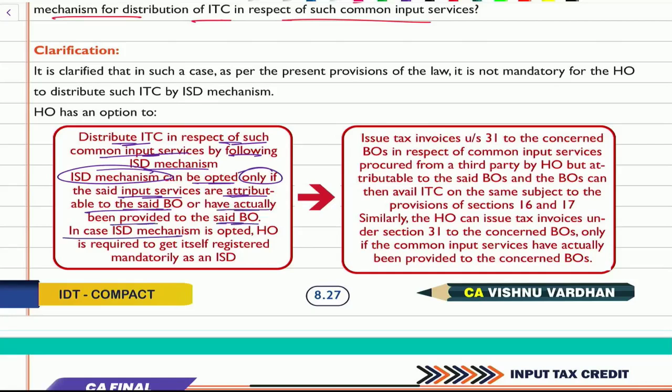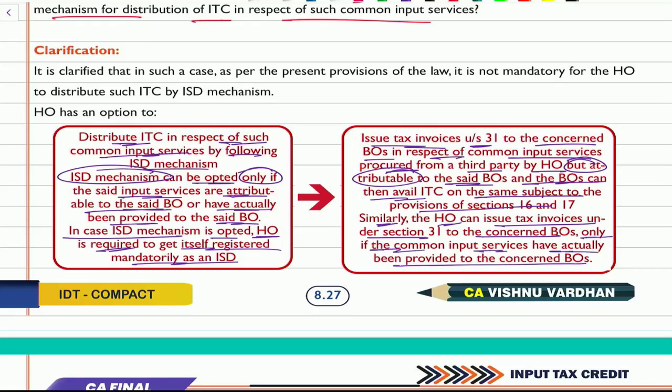In case the ISD mechanism is opted, head office is required to get itself registered mandatorily as an ISD. Or they can also issue a tax invoice under section 31 to the concerned branch offices in respect of the common input services procured from a third party by head office but attributable to the said branch offices, and the branch offices can then avail ITC on the same subject to provisions of section 16 and 17. Similarly, head office can issue tax invoice under section 31 to the concerned branch offices only if the common input services have actually been provided to the concerned branch office.